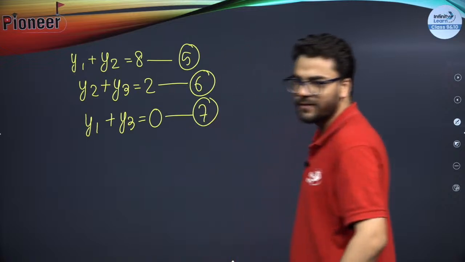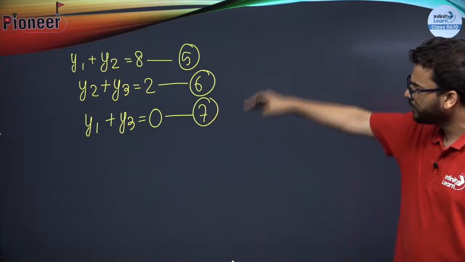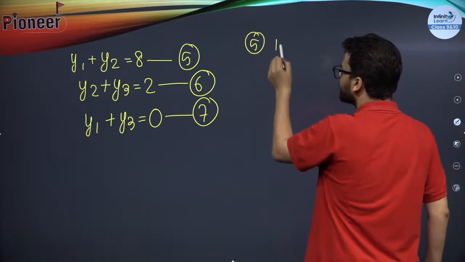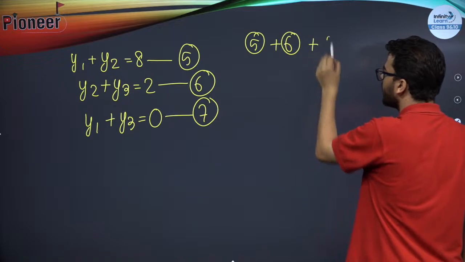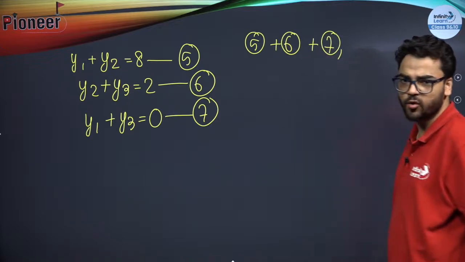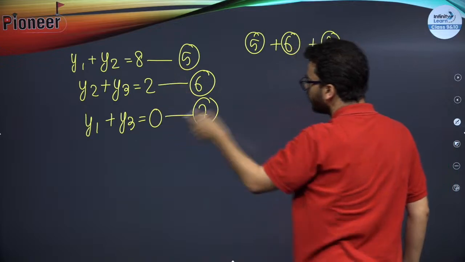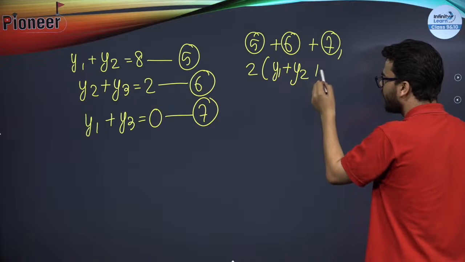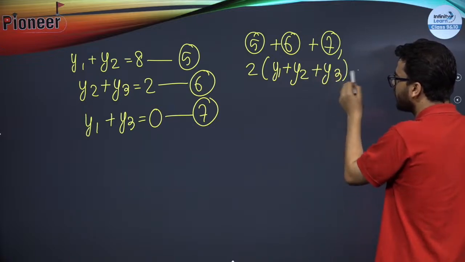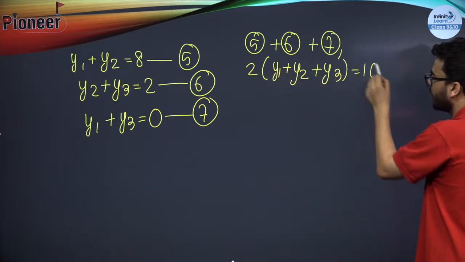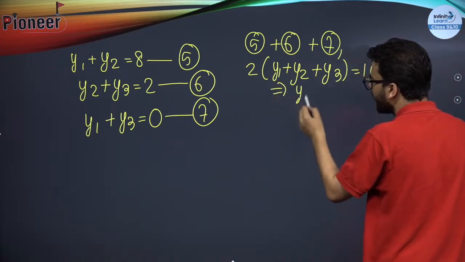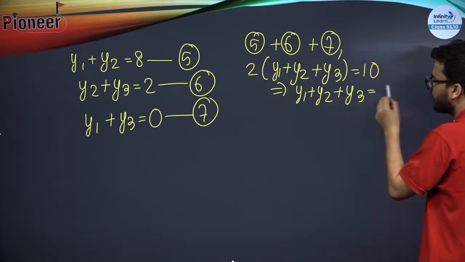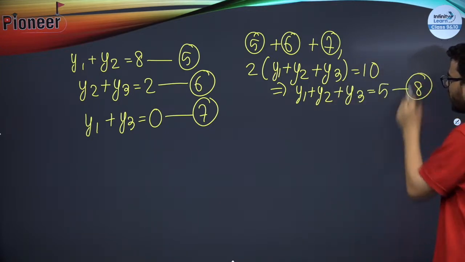In the same manner like we did for x coordinates, guys, first I'll add all the equations, right? So can I do equation 5 plus equation 6 plus equation 7 over here? If I add these equations, we will get 2 times of y1, y2 and y3, and that will be equal to 8 plus 2, 10 over here. So can I not say over here, guys, that y1 plus y2 plus y3 is equal to 5, and this is the 8th equation. I hope this is clear.